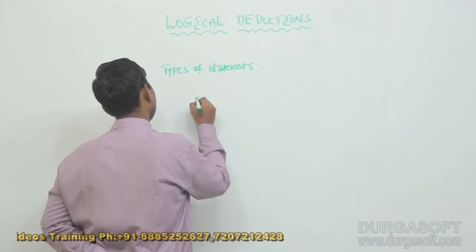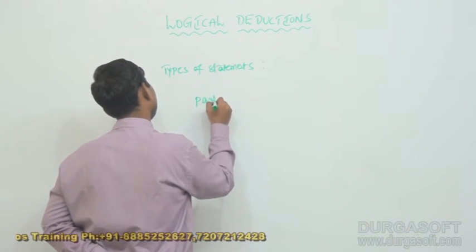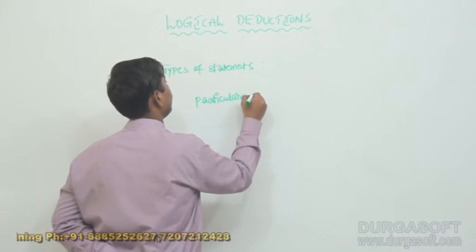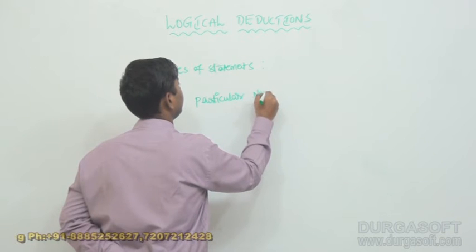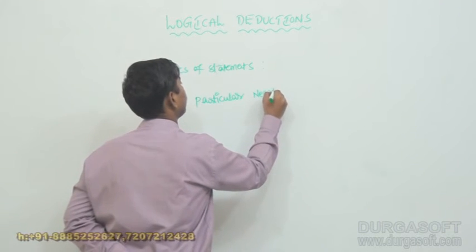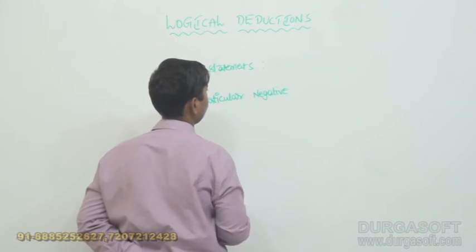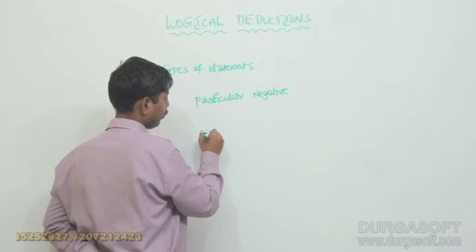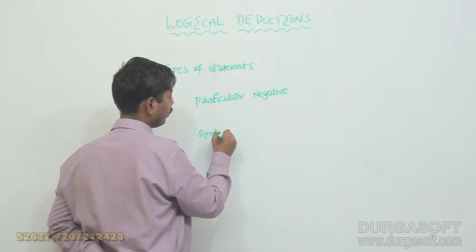Next one, this one is the last statement, that is particular negative. Particular negative means this is also one type of statement. Let us start with that syntax.